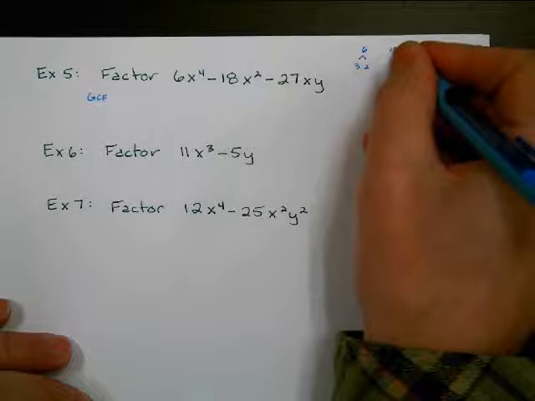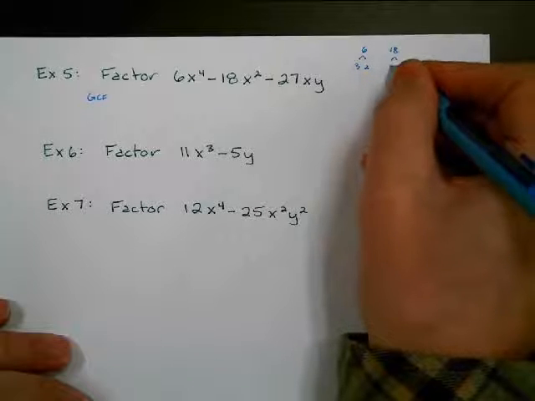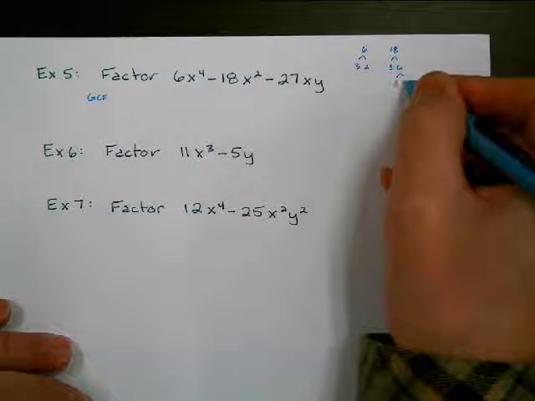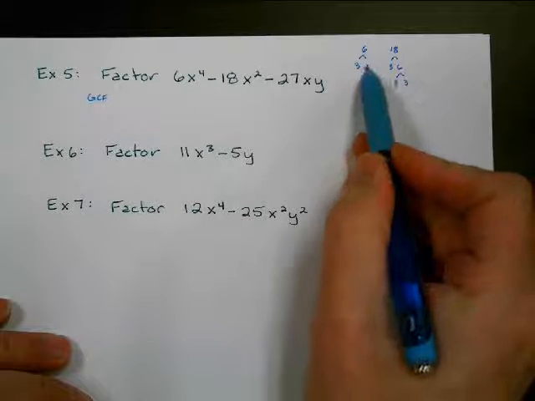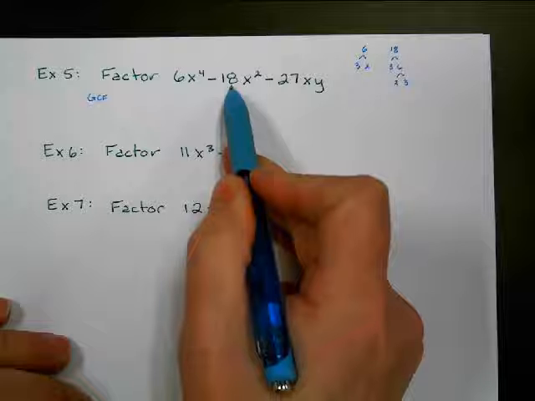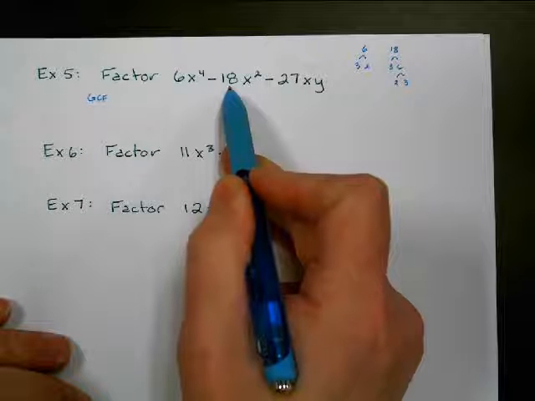18 is 3 times 6, and that's 2 times 3. So right now it looks like 6 goes into 6 and 18, so you might be thinking my GCF is 6. But the problem is 6 doesn't go into 27.